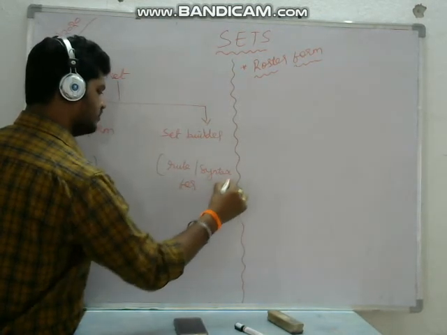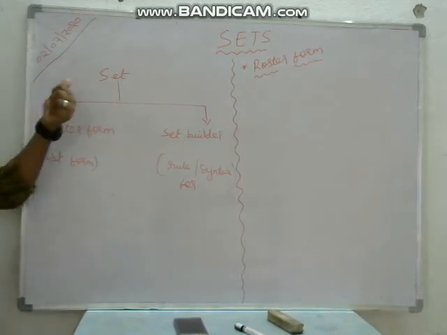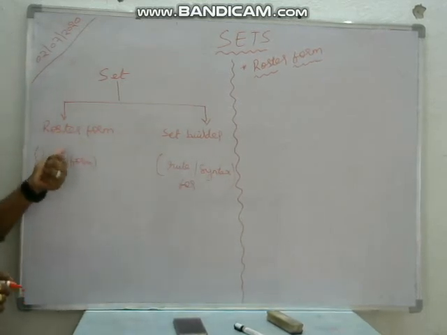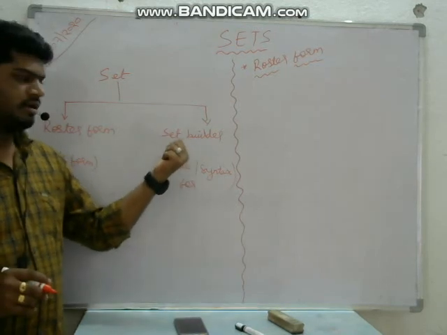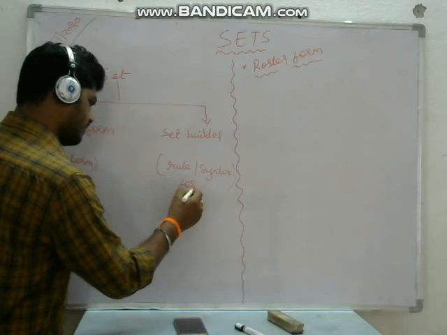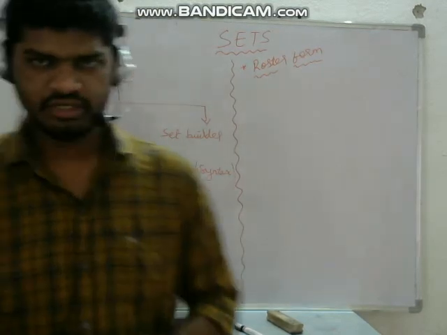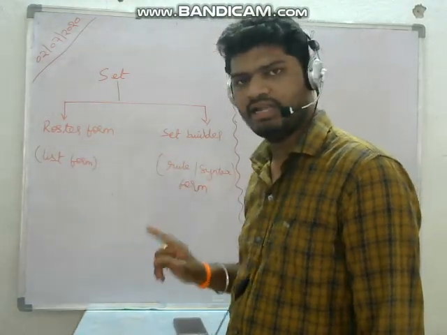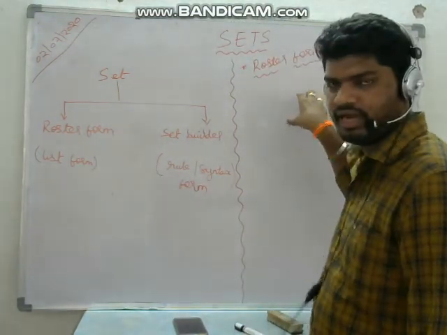Syntax means some general rule, some defined rule, predefined rule, right? So set can be represented in two forms: roster form, set builder form. Roster form can also be named as the list form, and set builder form can also be called as rule or syntax form, right? So what is this roster form? See, I already told roster form can also be called as list form. Why it is called list form will be known in this class.